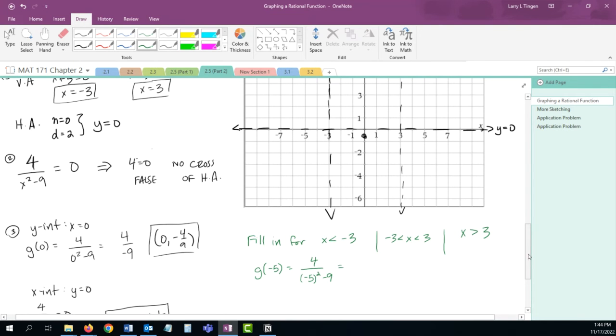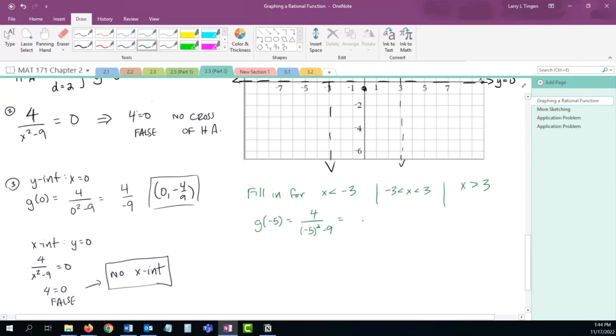So what happens when I plug in negative 5? I end up with 4 over, and that's going to start happening because now I'm going to start hugging that horizontal asymptote. Negative 5 squared is 25.